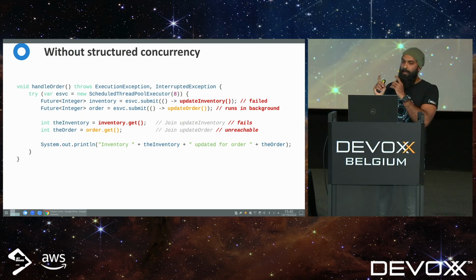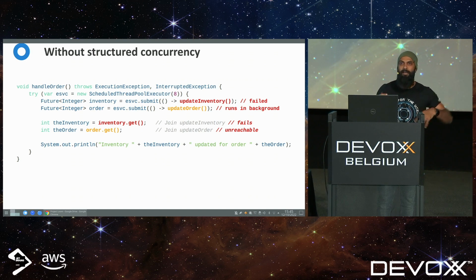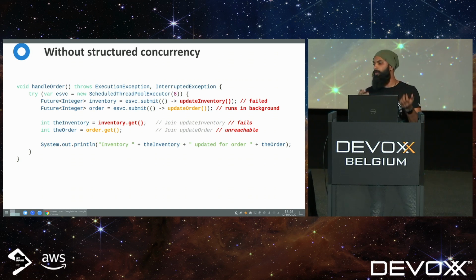So far only update inventory failed, and that inventory.get part fails. But what about update order? Since it runs on its own thread because you're submitting it as a separate task, it can complete successfully. But now we have an issue with our business logic, because we are going to have a mismatch between our inventory and order: the inventory didn't get updated, but the order got updated. That's not good. When this happens, ideally we would check for failures and roll back the changes. You have to write all this logic to do that.